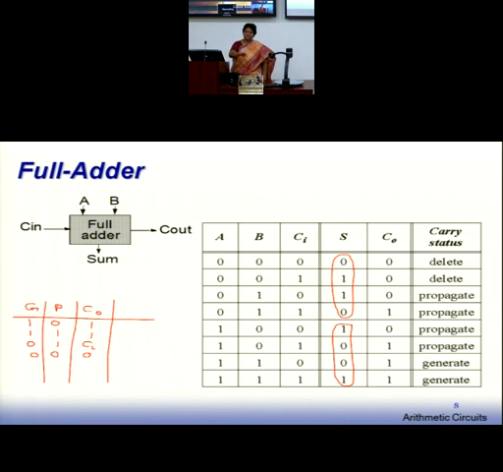Even if carry in is present, carry out will not be there. That means operand values are such that it will absorb the carry. So it is a carry kill or carry delete. These two come under the delete function. These two come under the propagate function: carry in comes to carry out. And then there is a generate, where there is no carry in but there is a carry out. And then you can represent your sum and C out in terms of the GP functions.